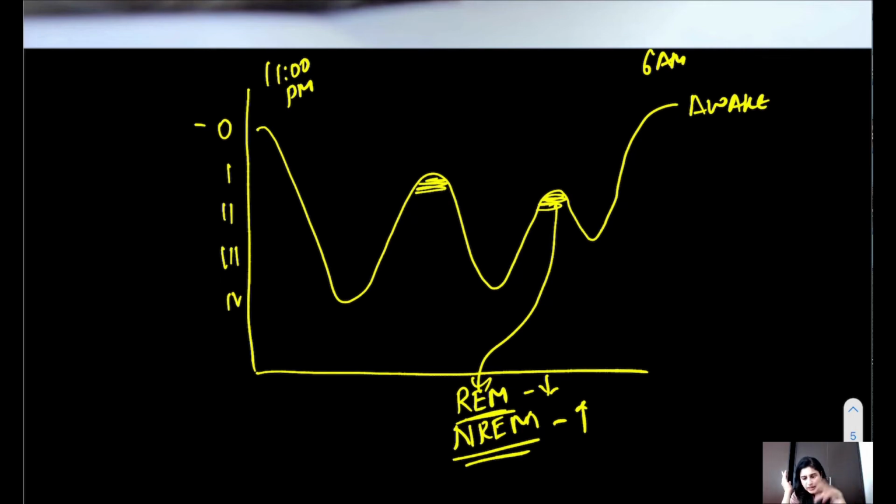So with benzodiazepines this architecture is maintained. But with barbiturates this architecture is not maintained.